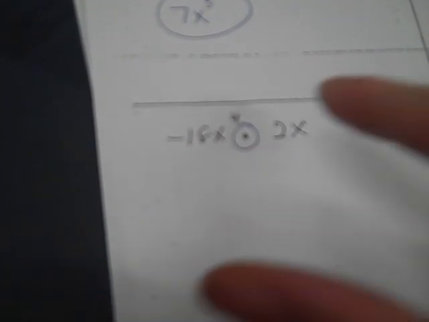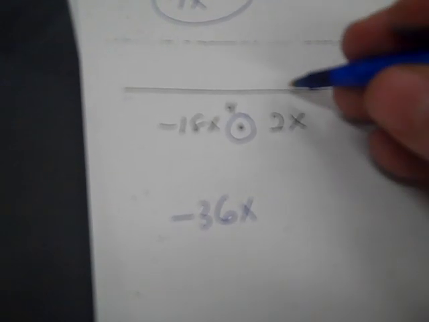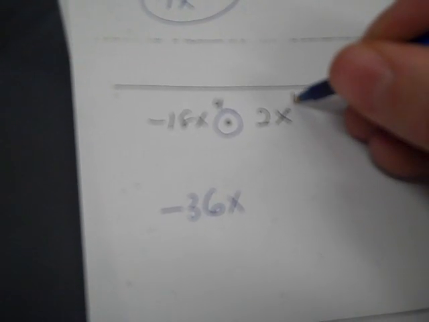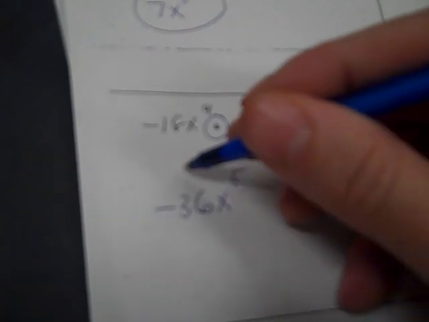Okay, negative 18x to the 4th times 2x. So again, here's my multiplication. So I can multiply negative 18 times 2. And that's going to be negative 36. Okay, then on my x's, I have 4, a 4th power, and then that would be a 1 power. So what's 4 plus 1? It's 5.